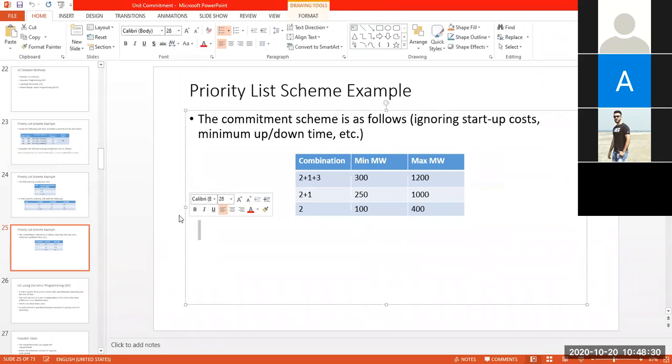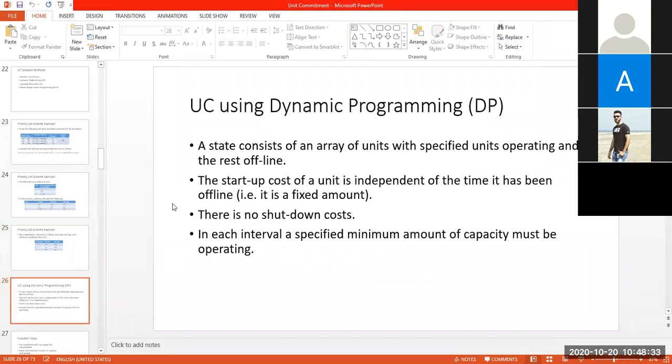So let's continue with our next technique, which is the dynamic programming technique. In dynamic programming, what you do basically is consider some states. Any state in dynamic programming will have some array of units operating, that means turned on or online, and some other units being offline. So any combination of units can give you a state in dynamic programming.